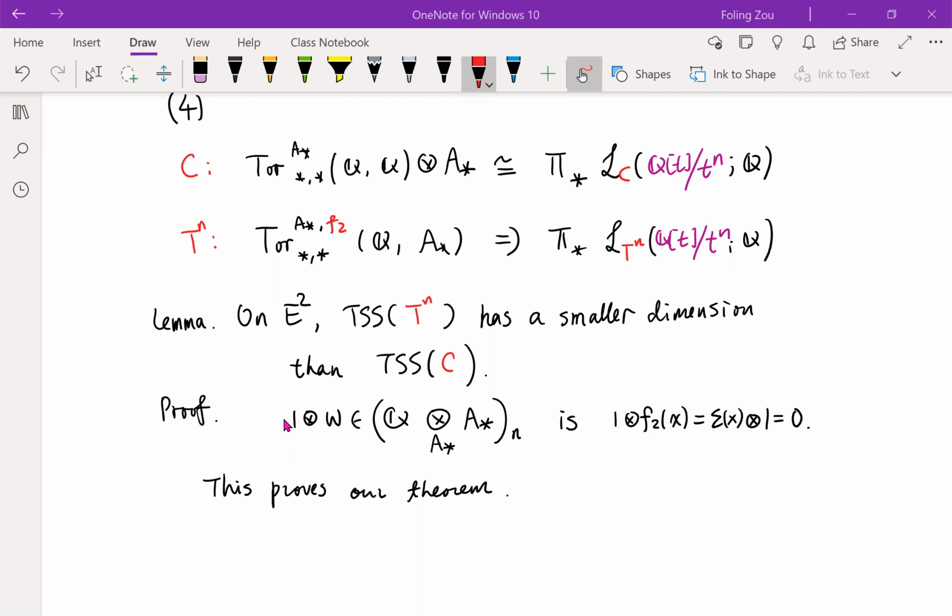So this class was non-zero above, but it becomes 0 below. So we get that the E2 page here is smaller in dimension than the previous one. And we also know it was an isomorphism above, so we get that this has to be smaller than the dimension on top. And therefore, there cannot be an isomorphism between them. So this proves our theorem.